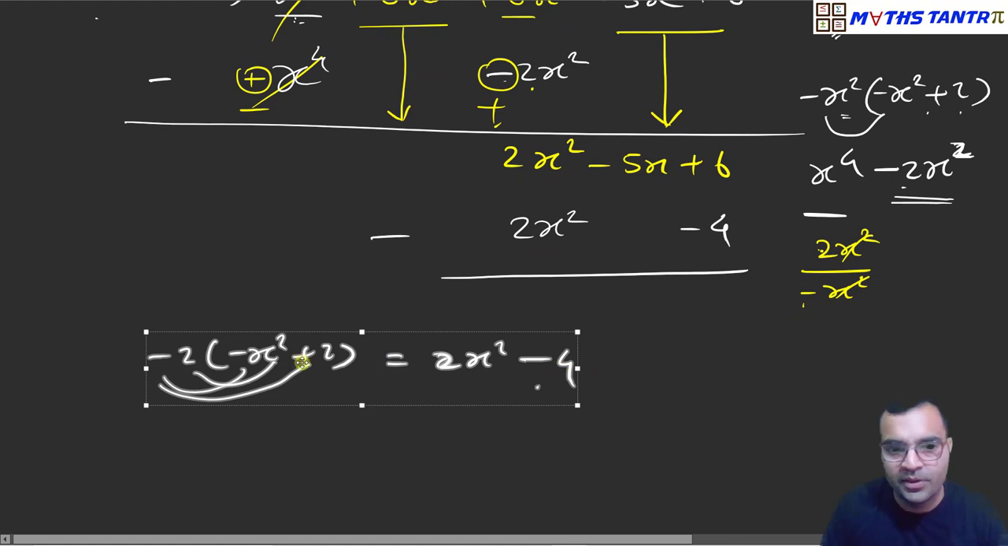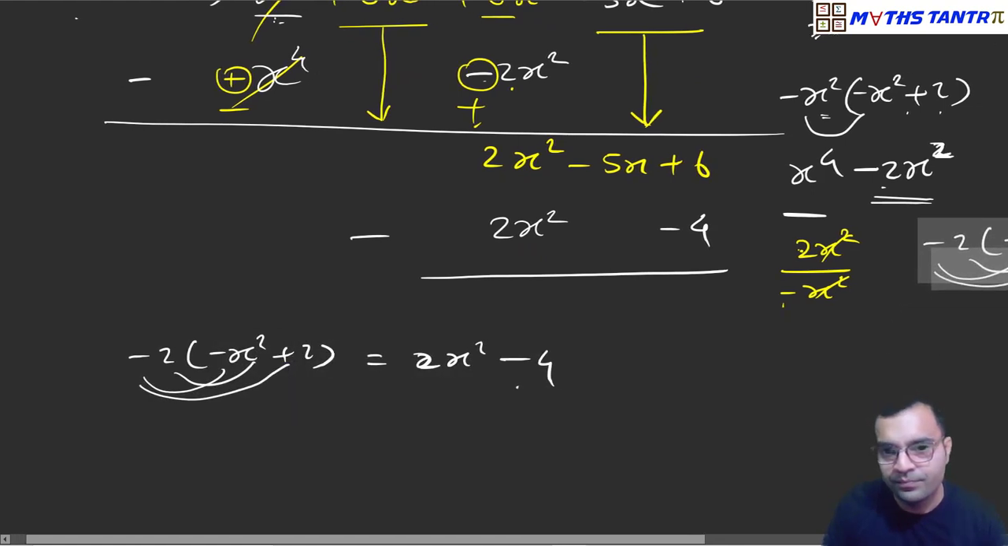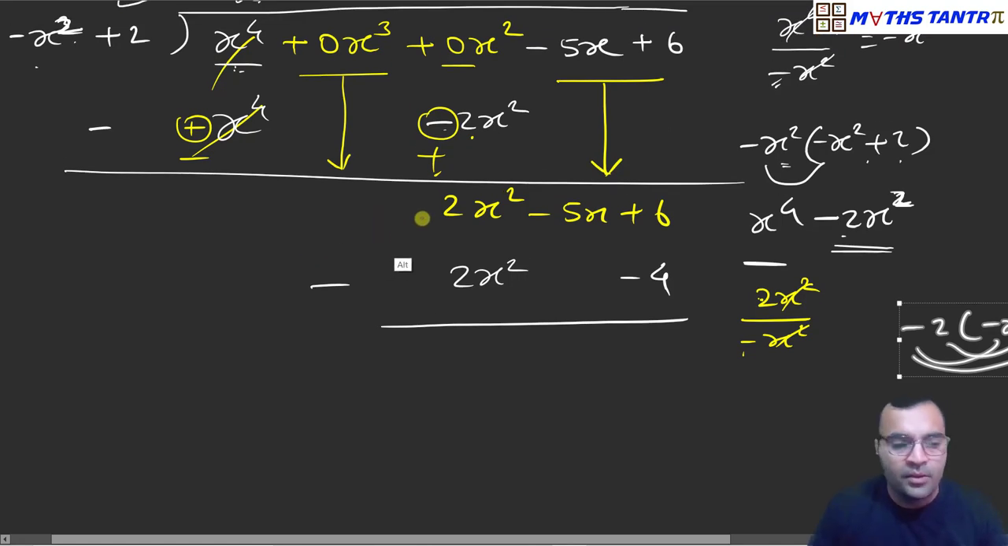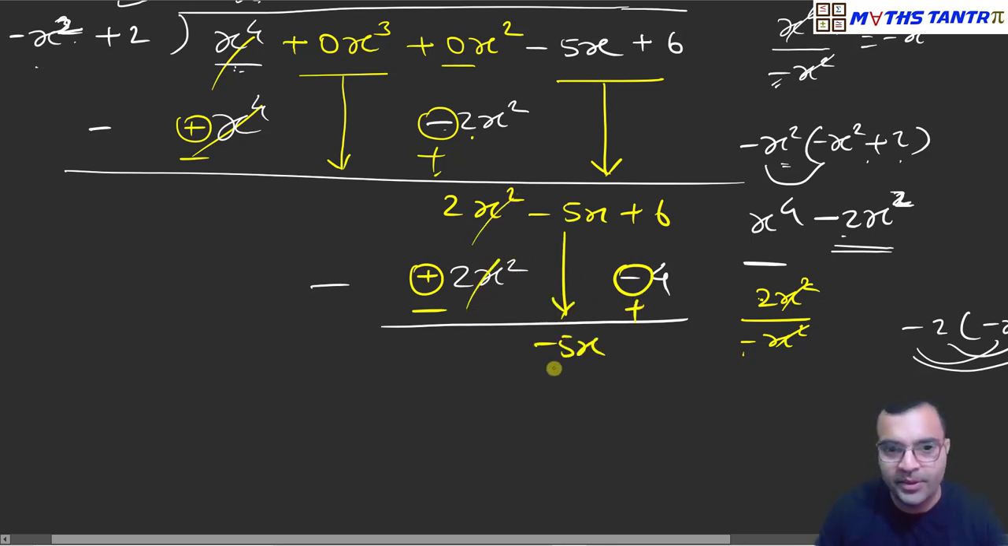I hope this is clear to everyone. Now again changing the sign. Plus will be changed to minus, minus will be changed to plus. This will get cancelled. This will be as it is because it is appended with your quotient, minus 5. That's why I'm writing this. Plus 6 plus 4, plus 10.